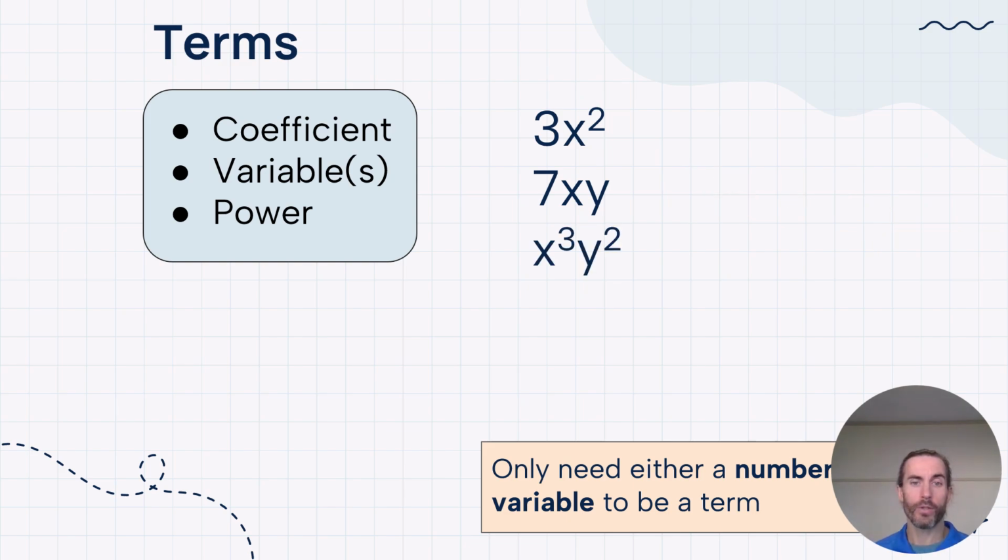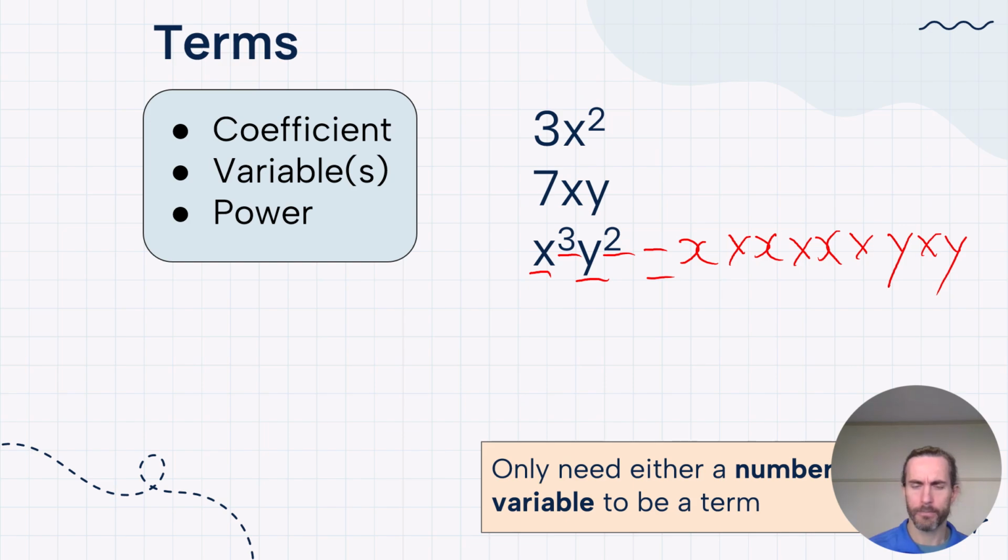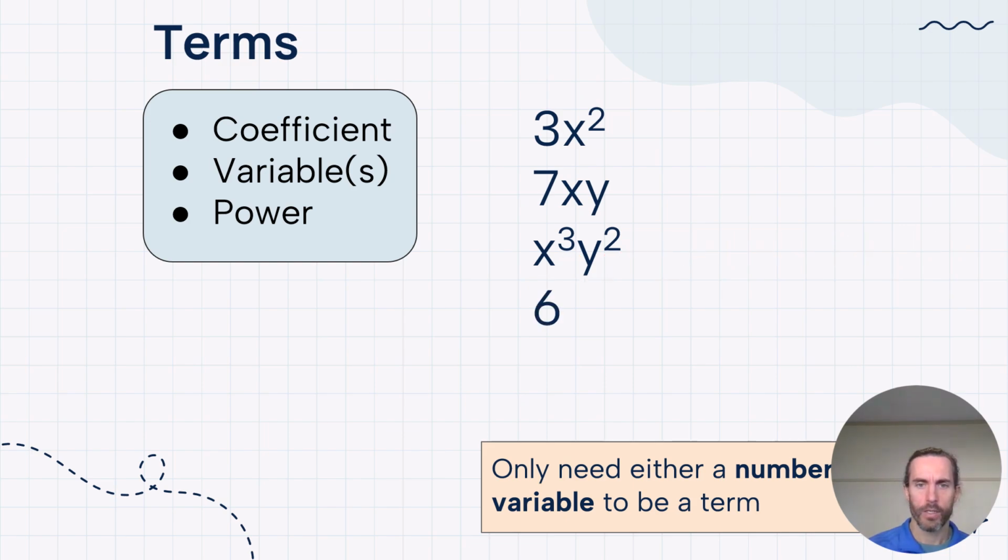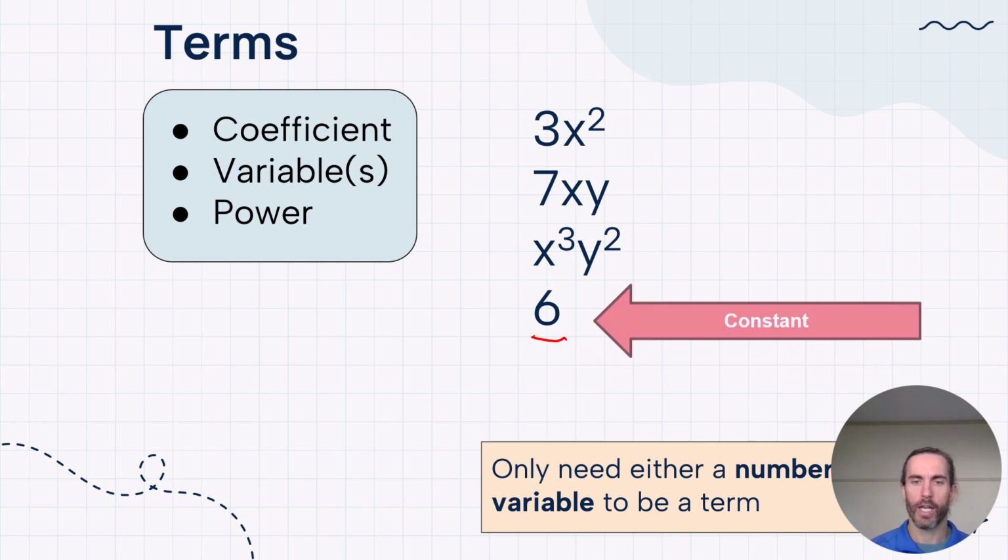What about this one? Now we've got no coefficient, but we still do have two variables, and both of them have powers. And just quickly, this is the same as x times x times x, because we have to the third power, times y, because y is to the second power. So what about this? Is this still a term? Well, yes, we've got a number. And when we have a term like this with no variables, we call this number something special. We call it a constant.